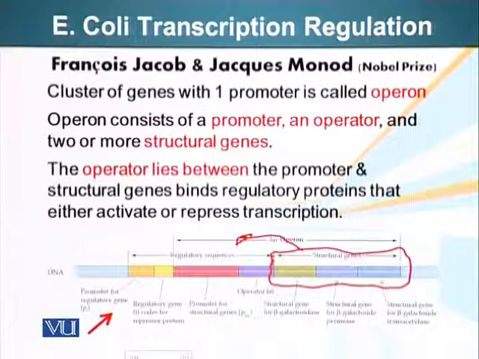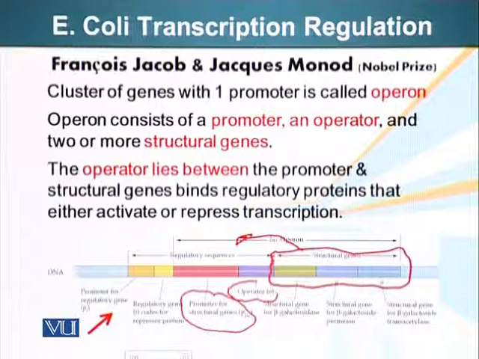So the regulatory sequence has two elements, a promoter. This is the promoter, as we have seen earlier. Promoter is the region of DNA, a sequence of nucleotides, to which RNA polymerase binds. Here we have an additional sequence called the operator. Operator is the region between the promoter and the structural genes, which has a sequence to which a regulatory protein or a regulatory entity can bind.